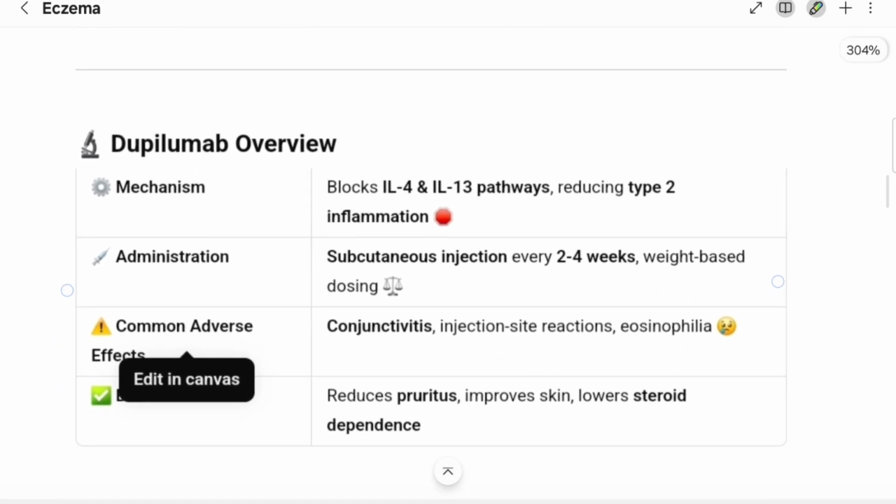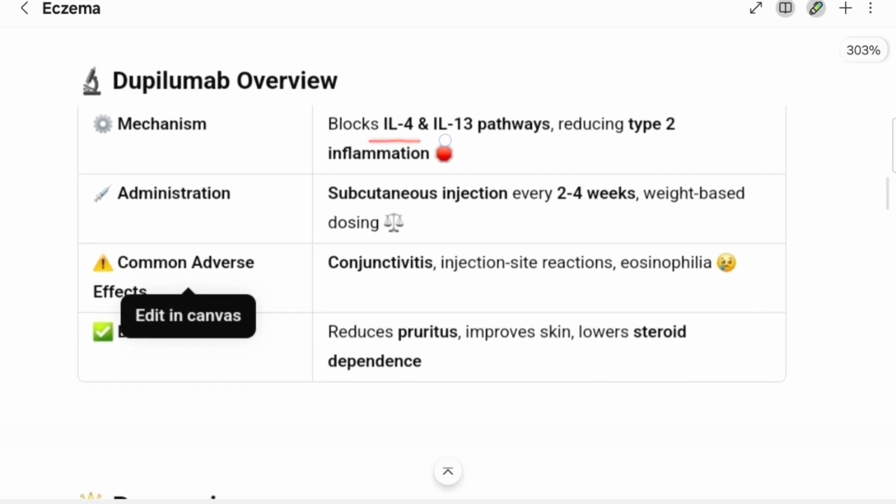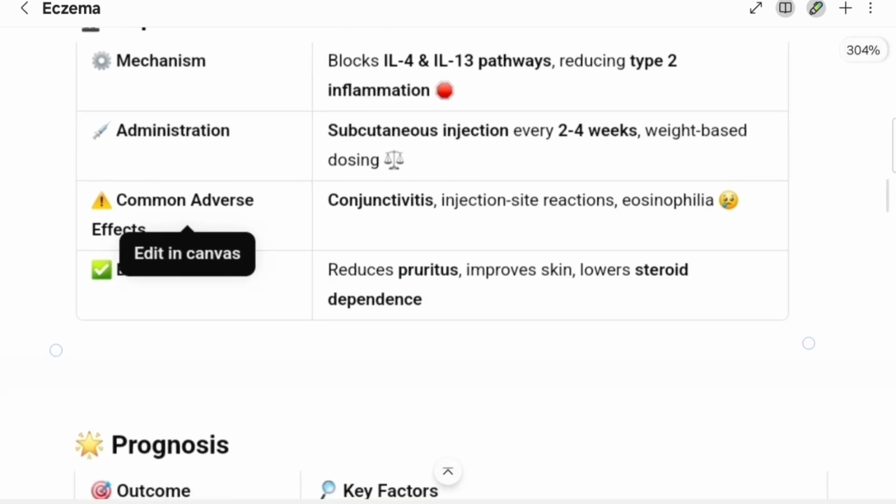And here is an overview of dupilumab. It blocks IL-4 and IL-13 pathways, reducing type 2 inflammation. It is administered subcutaneously every 2 to 4 weeks. The common adverse effect, this is a high yield question, is conjunctivitis. It reduces pruritus, improves skin, lowers steroid dependence. Dupilumab is the medication.